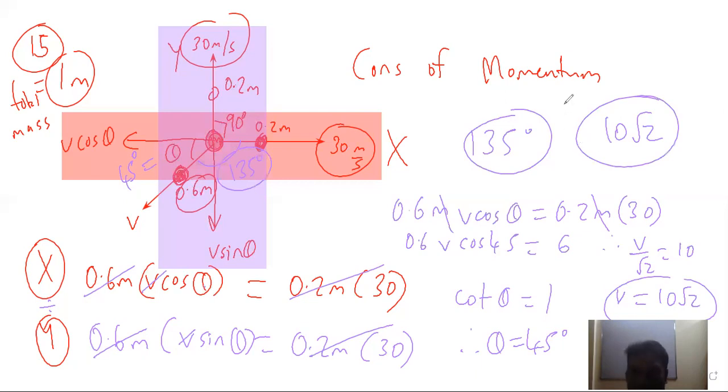So the correct answer is option A. The velocity of the third particle is 10 root 2, and the angle it makes is 135 degrees. So this is how we solve question number 15. Once you understand question number 15, let us move to a similar question, which is question number 16.